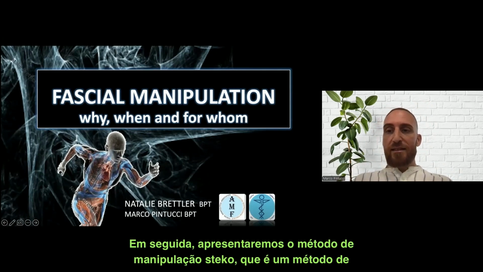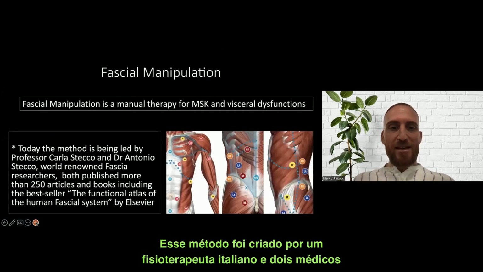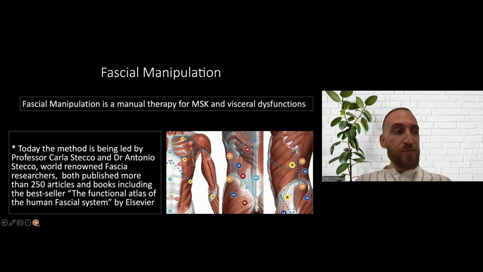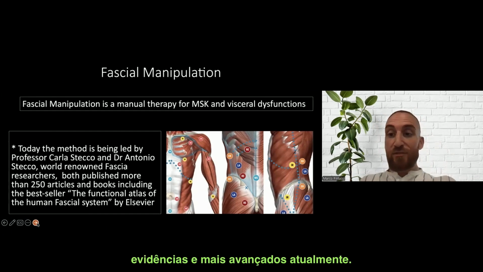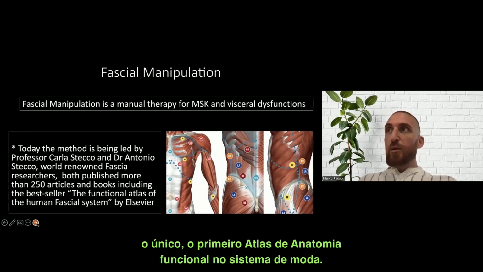And then we will present the Stecco manipulation method, which is a manual therapy method. That was created by an Italian physiotherapist and two Italian doctors, a physiatrist and an orthopedist, which is a method that has been taught for almost 40 years around the world, and is actually one of the most evidence-based manual therapy methods and the most advanced manual therapy methods. Right now, we have more than 250 articles published on PubMed, many books, and also the first functional atlas of anatomy of the fascial system.